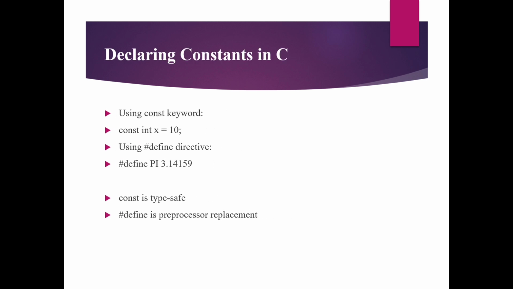And next is declaring constants in C. To create constants in C, we mainly use two approaches. First is the const keyword. This is part of the language syntax and gives us type safety. And the second is the hash define directive. This is handled by the preprocessor before the compiler sees the code. Now we'll look at them in more detail.